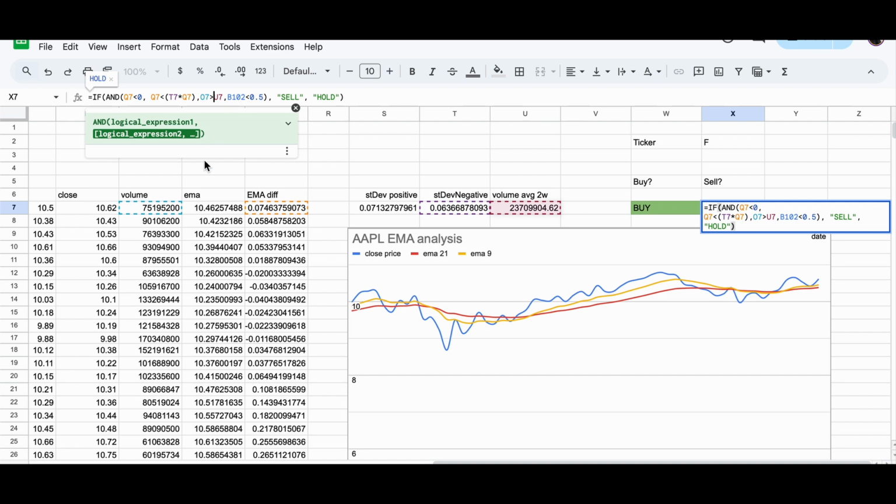The next condition is the volume should be higher than the average two-week volume to indicate strong, but this time, sellers' interest. And then I check that the social sentiment B102 sell is lower than 0.5. It means that trader sentiment is declining. And if this condition is satisfied, then I put the sell rating. If not satisfied, then I put the hold rating.